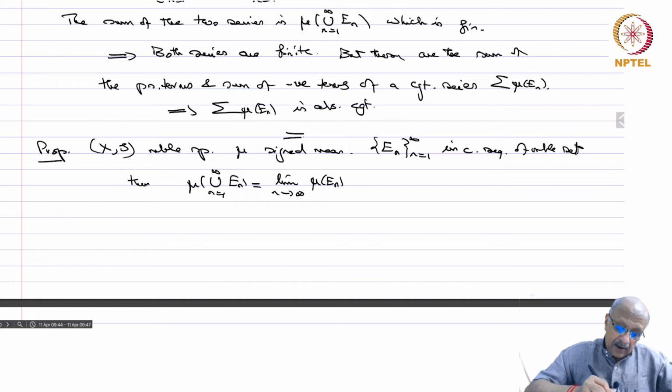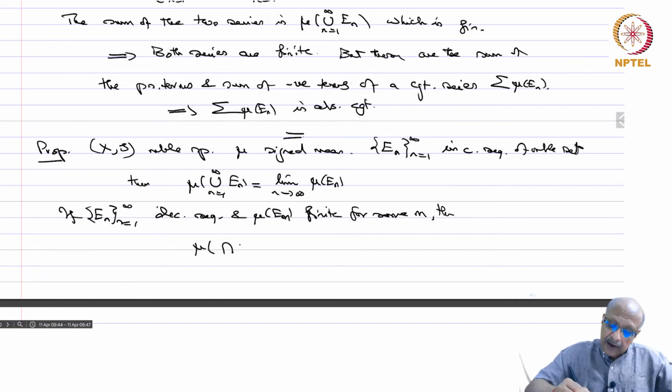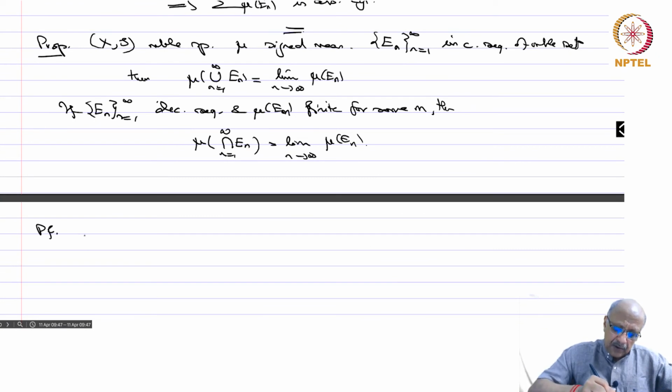Similarly, if En, n equals 1 to infinity, is a decreasing sequence and mu of Em is finite for some m, then mu of intersection En, n equals 1 to infinity, equals limit n tending to infinity mu of En. So proof, same as in the case of measures.